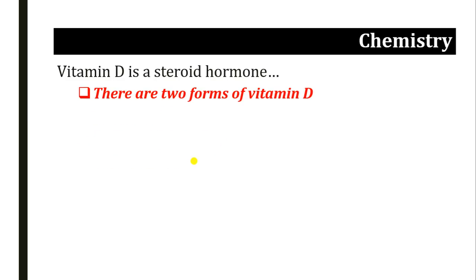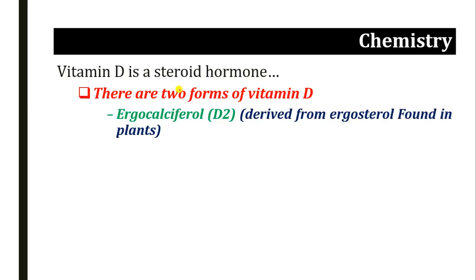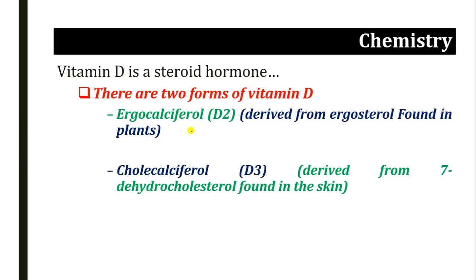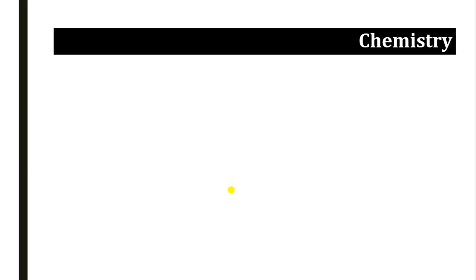Let's start with the chemistry. Vitamin D is known as a steroid hormone. We will say at the end why it is also known as a steroid hormone, because it is derived from cholesterol. There are two different forms of vitamin D. One is ergocalciferol, that is vitamin D2, derived from ergosterol, that is found in plants. The second one is cholecalciferol, also known as vitamin D3, derived from 7-dehydrocholesterol, that is an intermediate of cholesterol metabolism and found in the skin.